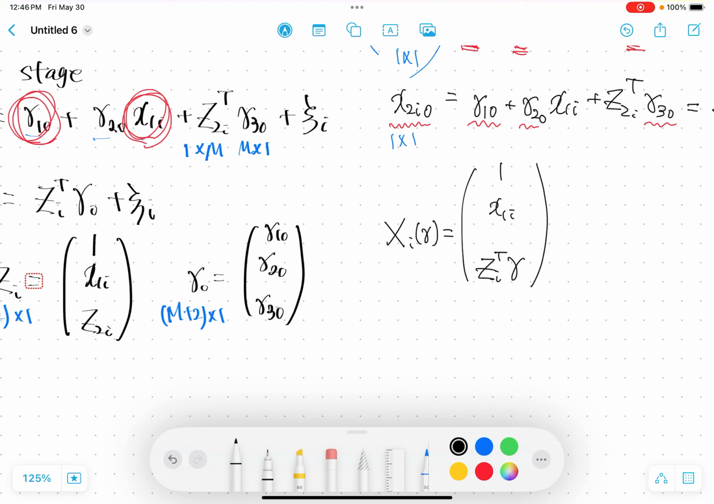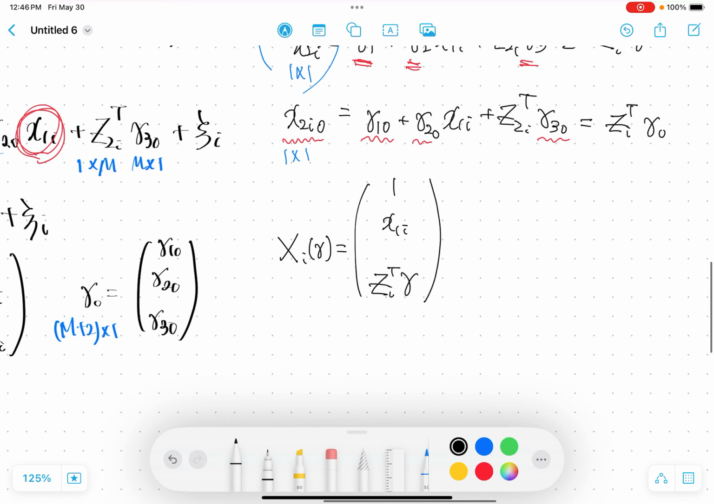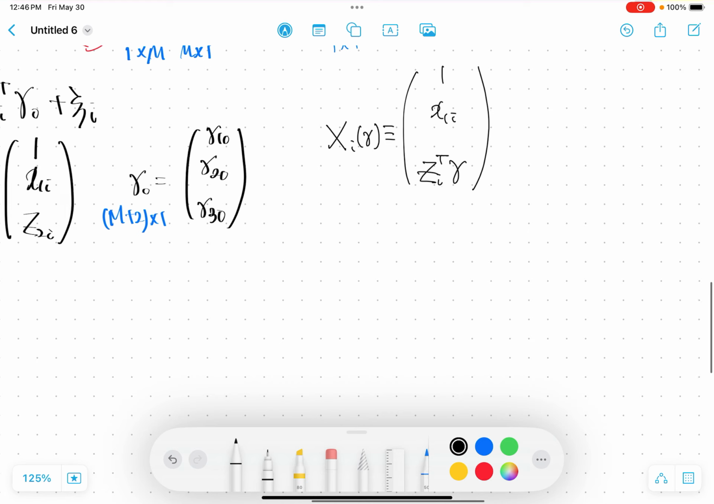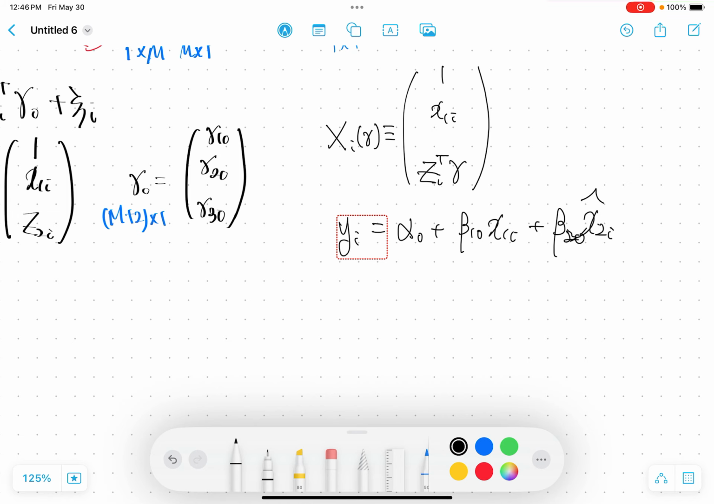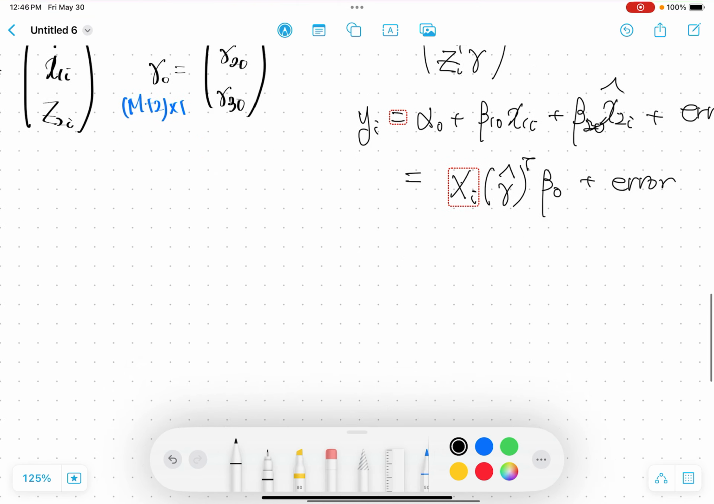So when gamma is given, you can construct x in this way, so that using this notation, you can rewrite the second stage equation as yi. If you write yi as, say, x2i hat plus error, it can be written as xi gamma hat transpose beta 0 plus error.